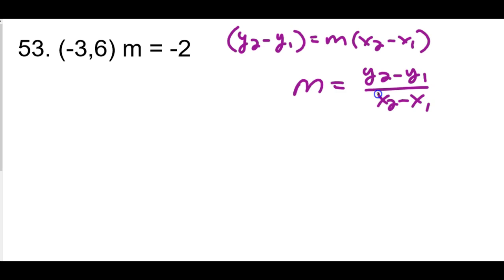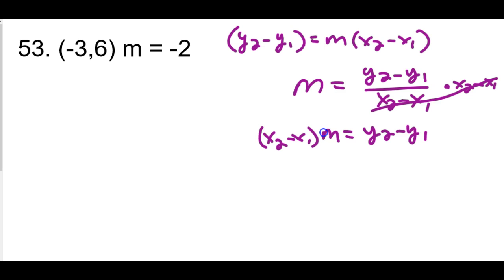Well, all we're doing is multiplying both sides by the denominator here, x2 minus x1. So if you multiply this side by x2 minus x1, those guys cancel, and you get y2 minus y1. But you got to do the same thing to the other side, and you end up with x2 minus x1, in parentheses here, times the m. And notice that is your point-slope form of the equation. So that's what we want to see here.